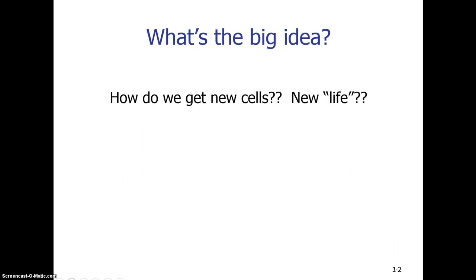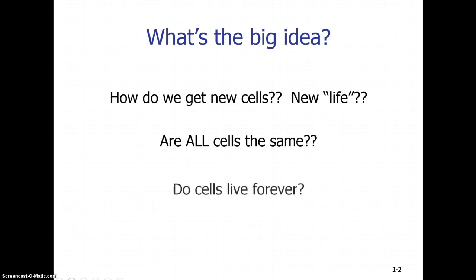First of all, how do we get new cells? How are babies created, basically? And we get this new life. Are all cells the same? Is there any difference between your heart cell and your brain cell? Do cells live forever, or do they die? I mean, we die, so what happens to our cells?